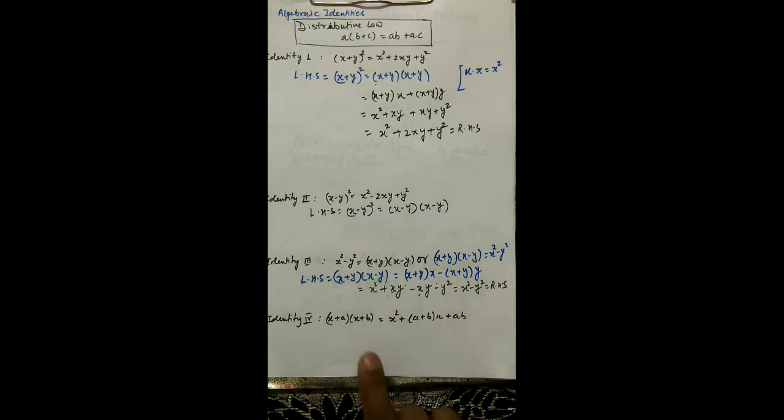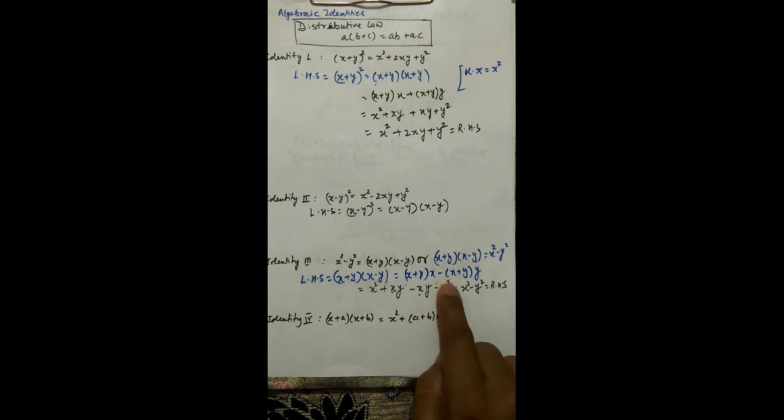Now this fourth one, I'm sure you can try yourself, and you have done it in class 8th also. So try this way, and I want the proof of this also with the help of the distributive law. This is your identity number 5: (x + y + z) whole square is x square plus y square plus z square plus 2xy plus 2yz plus 2zx.